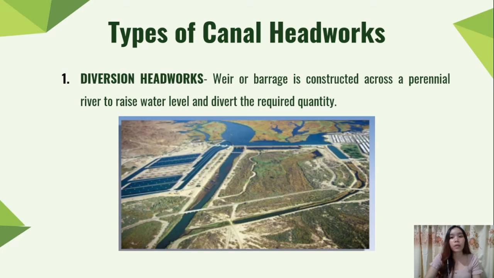Canal headworks has two types. First is the diversion headworks. Here the weir or barrage is constructed across a perennial river to raise water level and then divert the required quantity. The purpose of diversion headworks is that it raises the water level.